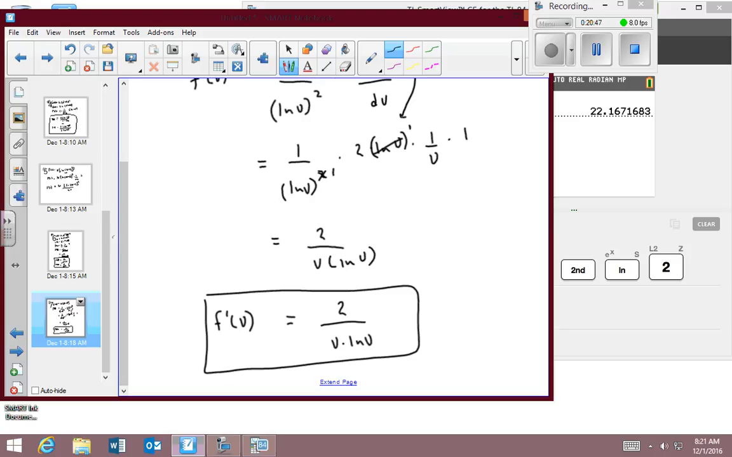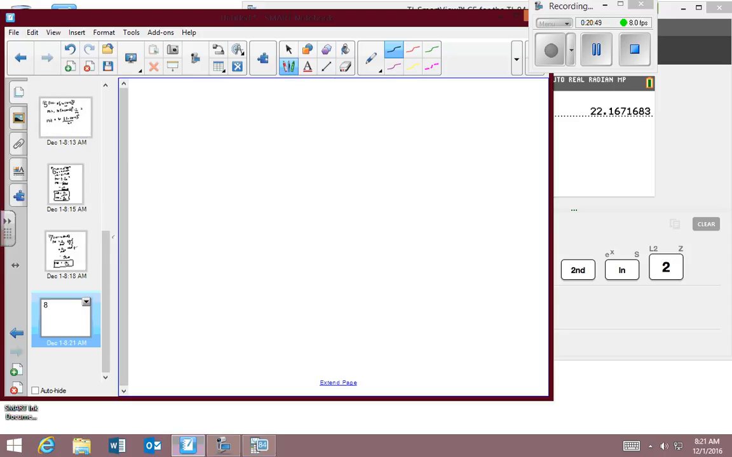Try that hard one. 16 has got to be the hardest one of this group. F of S equals LN6 over 5 times LN of 2S plus 1. Now, what you want to do is think about it.